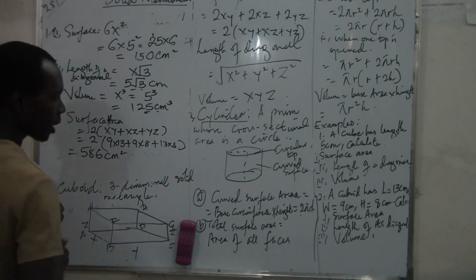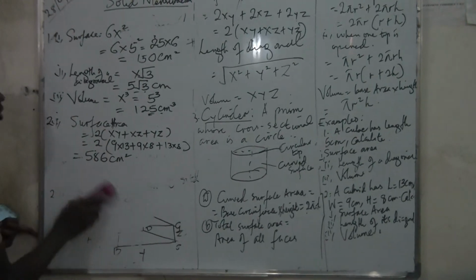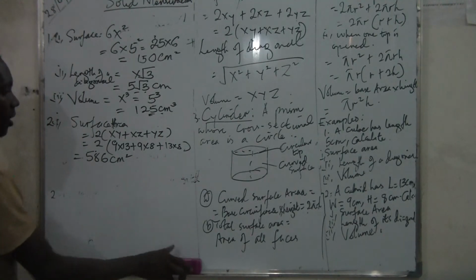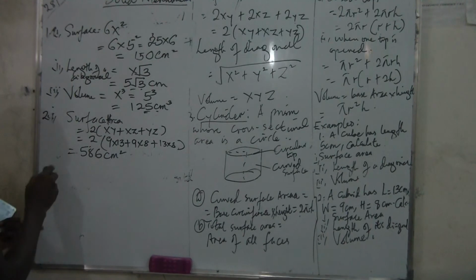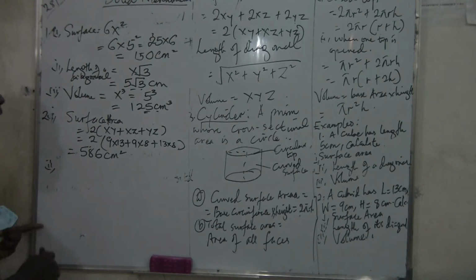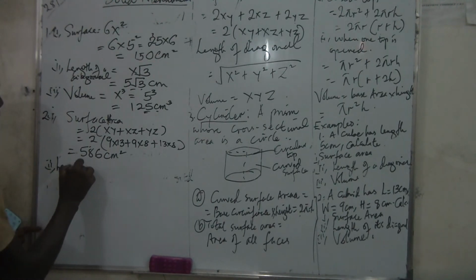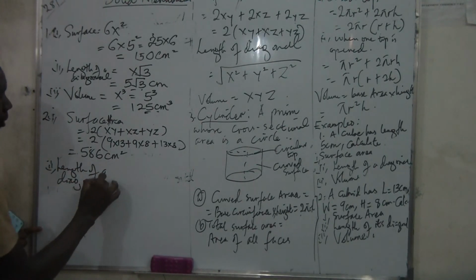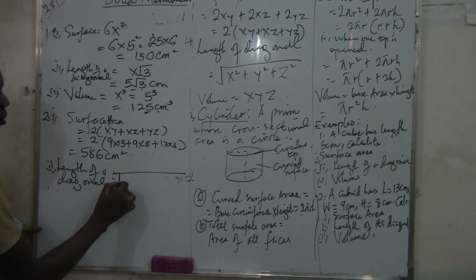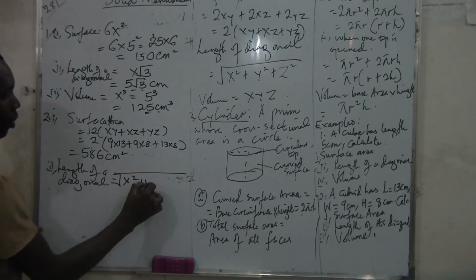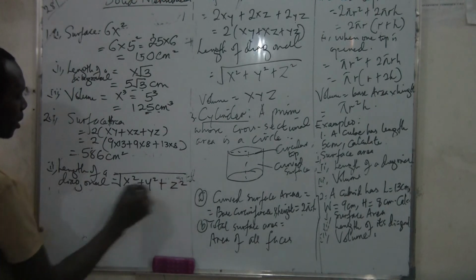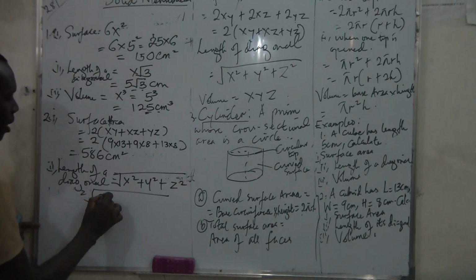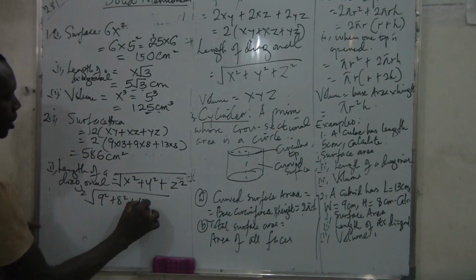Now the next thing we are told to calculate in this question is the length of a diagonal, Roman figure 2. The length of a diagonal. And we said that the length of a diagonal is equal to the square root of x squared plus y squared plus z squared. That will give us the square root of 9 squared plus 8 squared plus 13 squared.